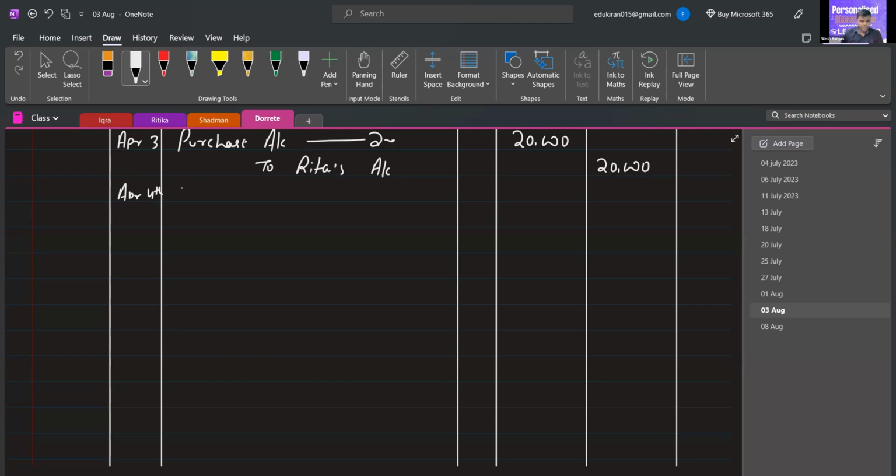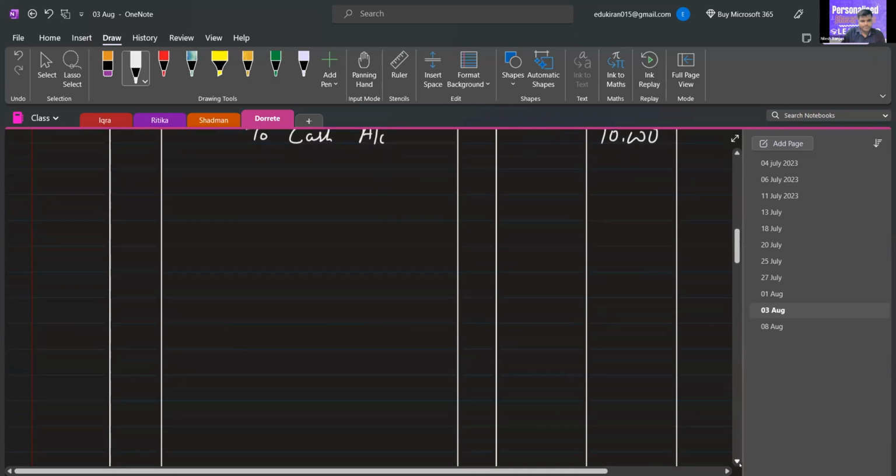So next is cash paid to Rita. So it will be Rita account debit to cash account. Actually, in accountancy, everything is for presentation purpose, that you give information to someone and someone can understand your information very easily. Okay, so Rita account debit to cash, it is 10,000 and 10,000.